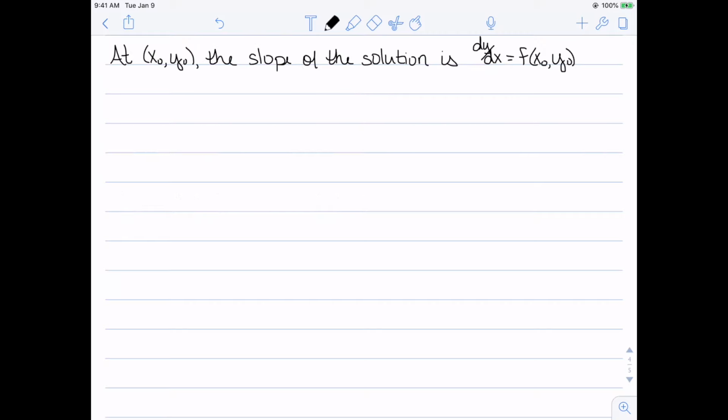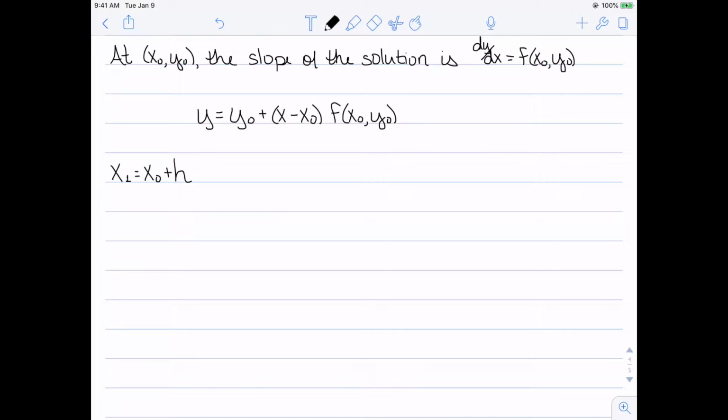At the point x0, y0, the slope of our solution is given by the derivative of y equal to f of x0, y0. So this is not an estimation. This is an actual point that we know lies on our solution. So this is the exact slope at that given point. So we're able to find an exact equation for the tangent line at that point: y0 plus x minus x0 times the slope. And we're going to use this to approximate our solution.